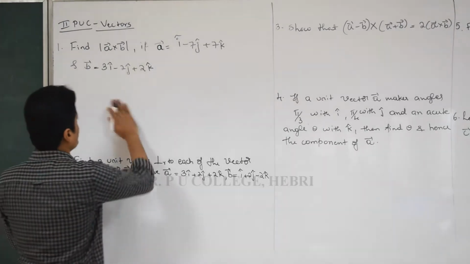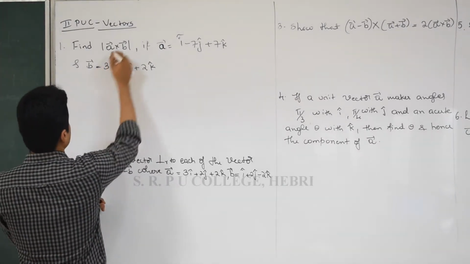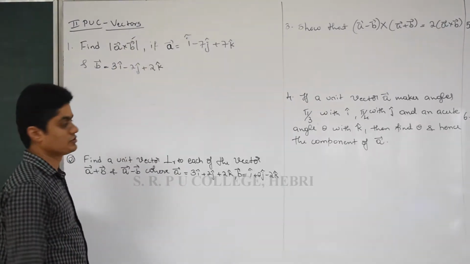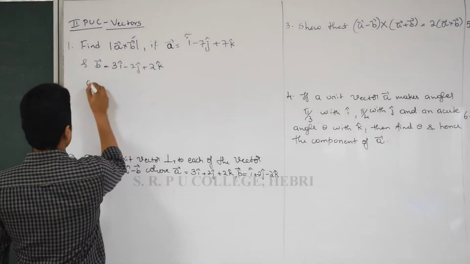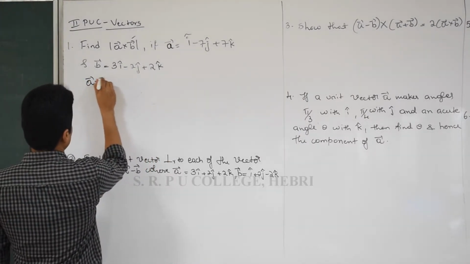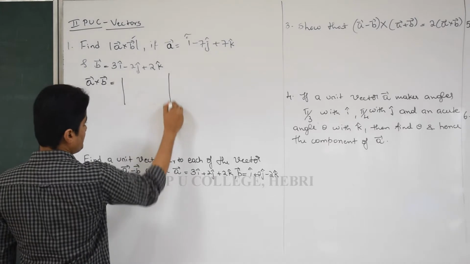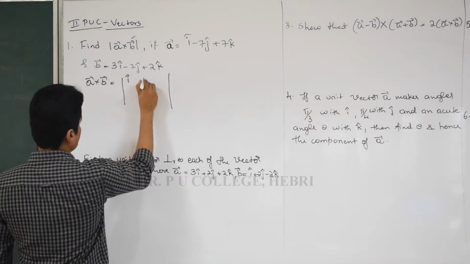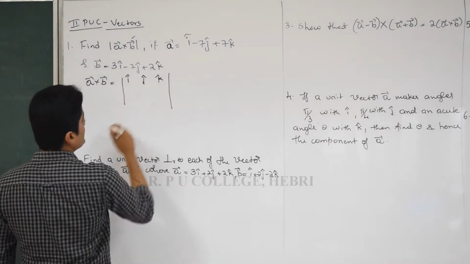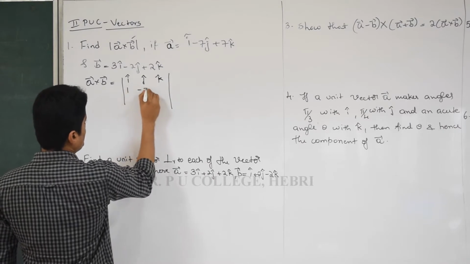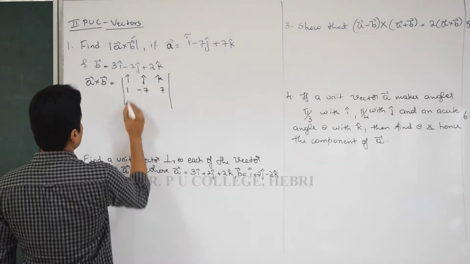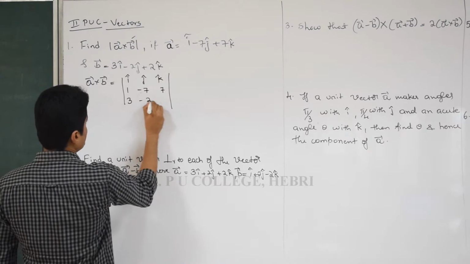Remember that. The first question for today's class is: find the magnitude of vector A cross B, where both A and B are given. So first of all, you have to find out A cross B, using the definition i, j, k. What is A? 1, minus 7, 7. Next, you should write the coefficients of B.